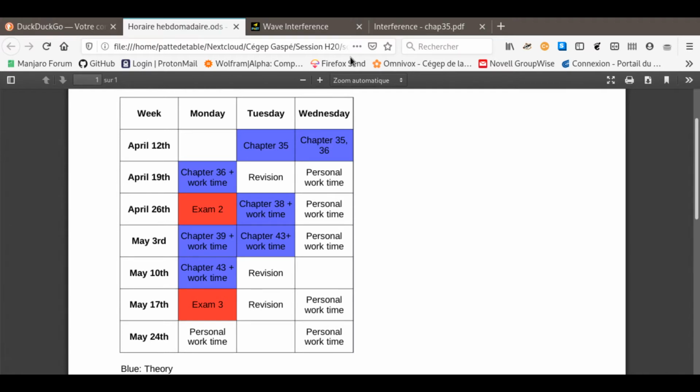In blue are periods during which we would have at least some theory, maybe not all of it, but at least some part. In red, the evaluations, such as here the exams. In white, pretty much everything else, time for you to work, revision time for the exams. And there are a few blank spaces because these are days we wouldn't have class.